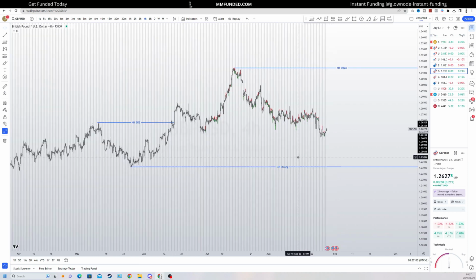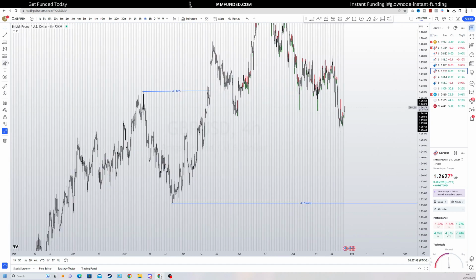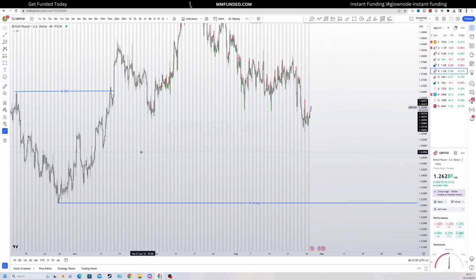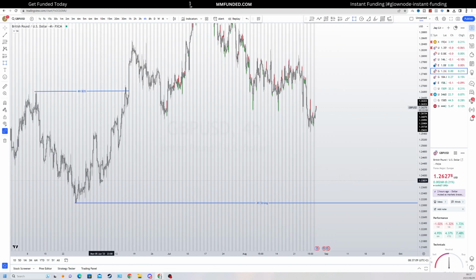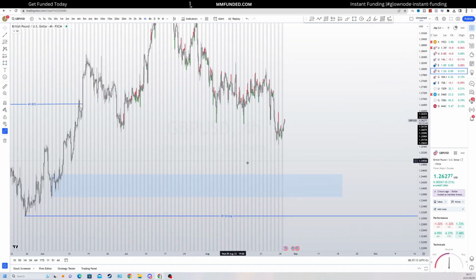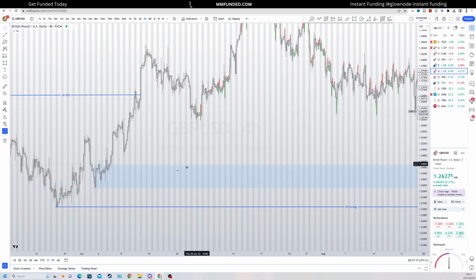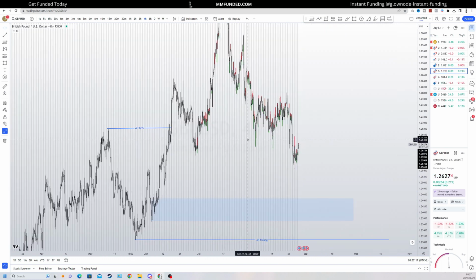Okay, so most recent areas of demand that we could potentially see price have that reversal to continue targeting those weak highs. We do have valid 4-hour demand fractal ranges over here, okay, which then can be refined down to a lower time frame.